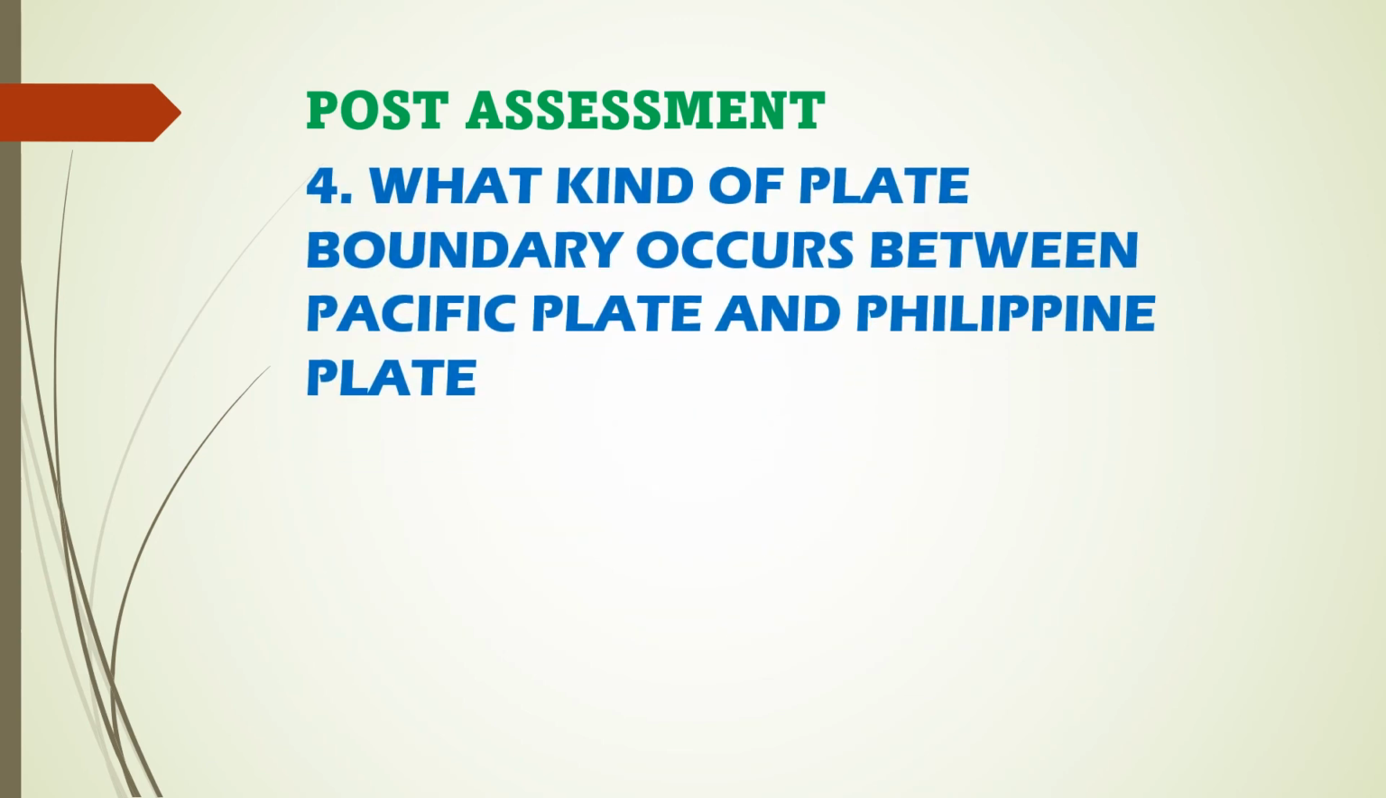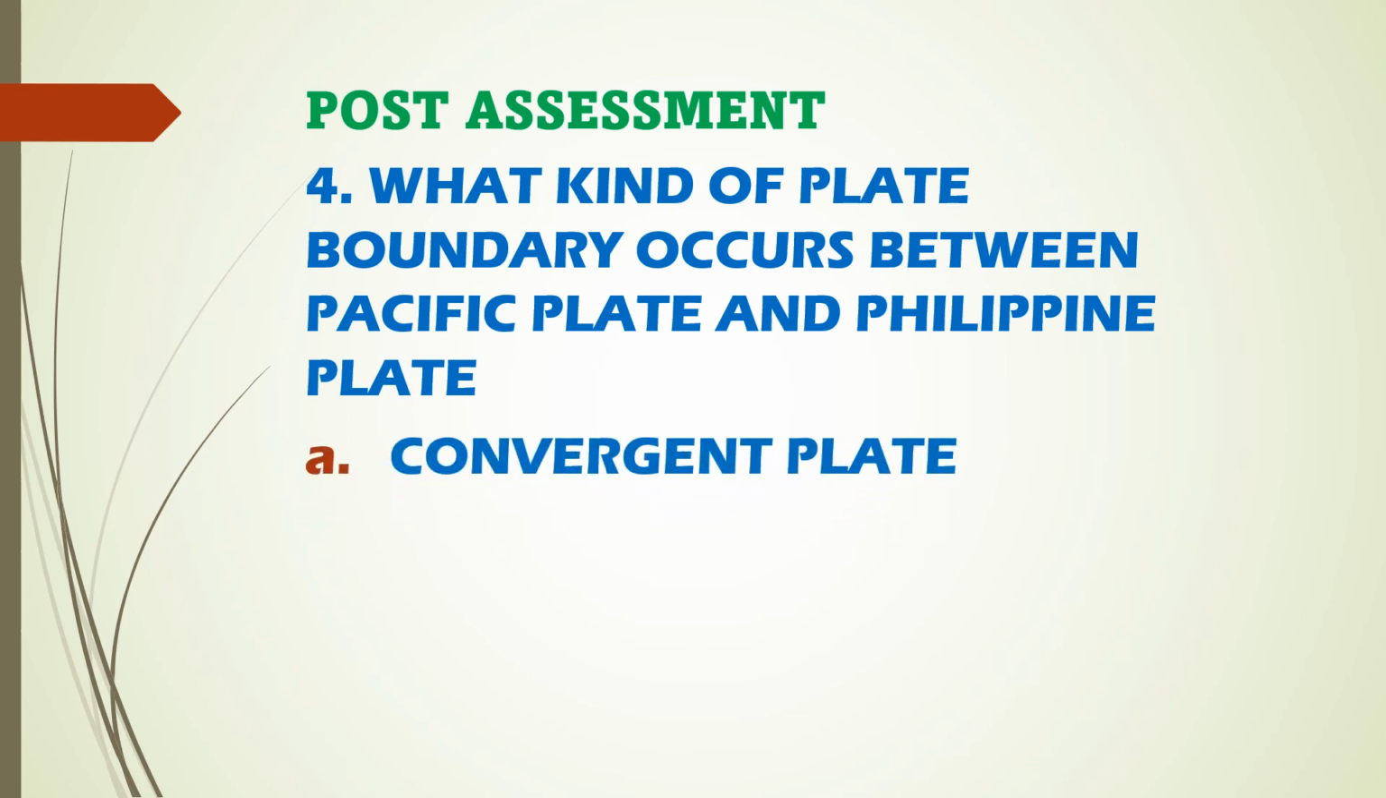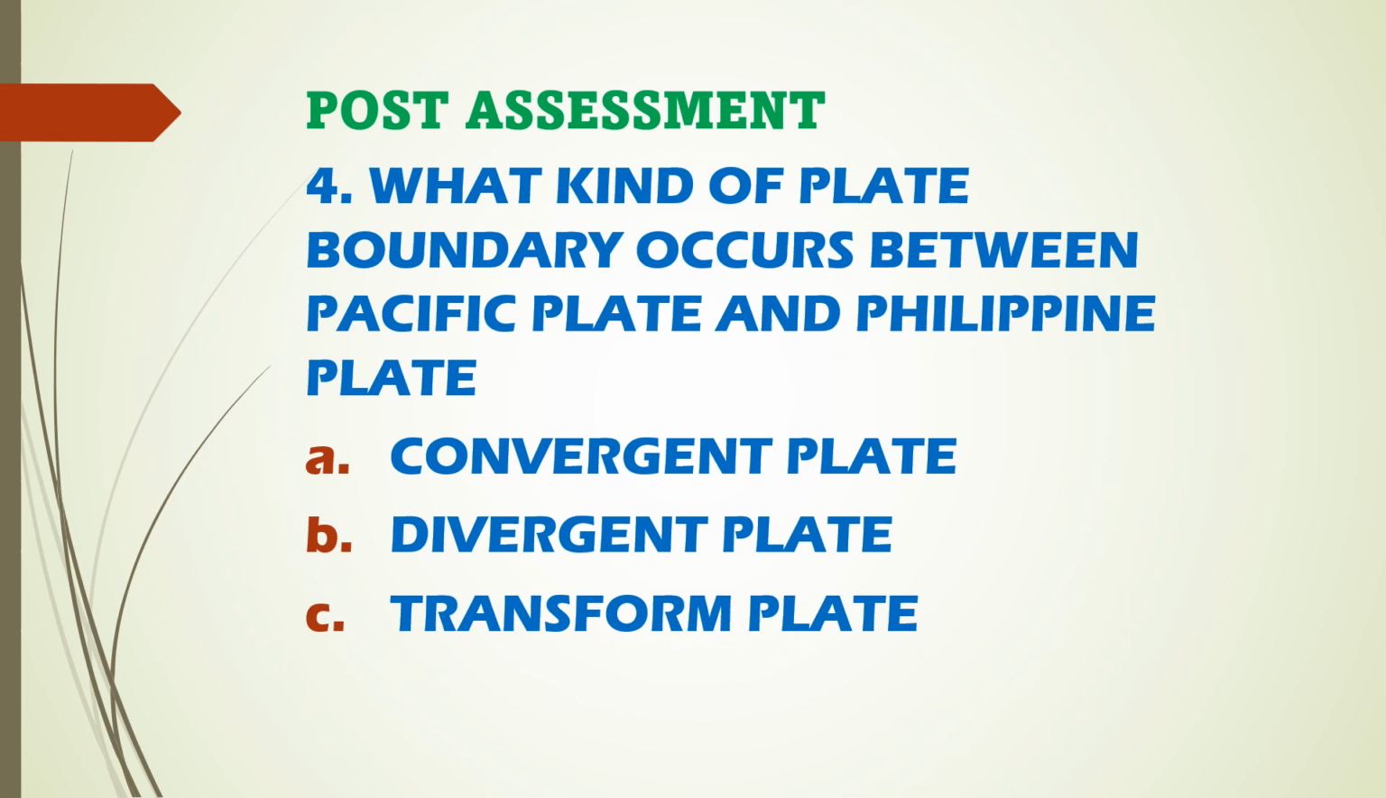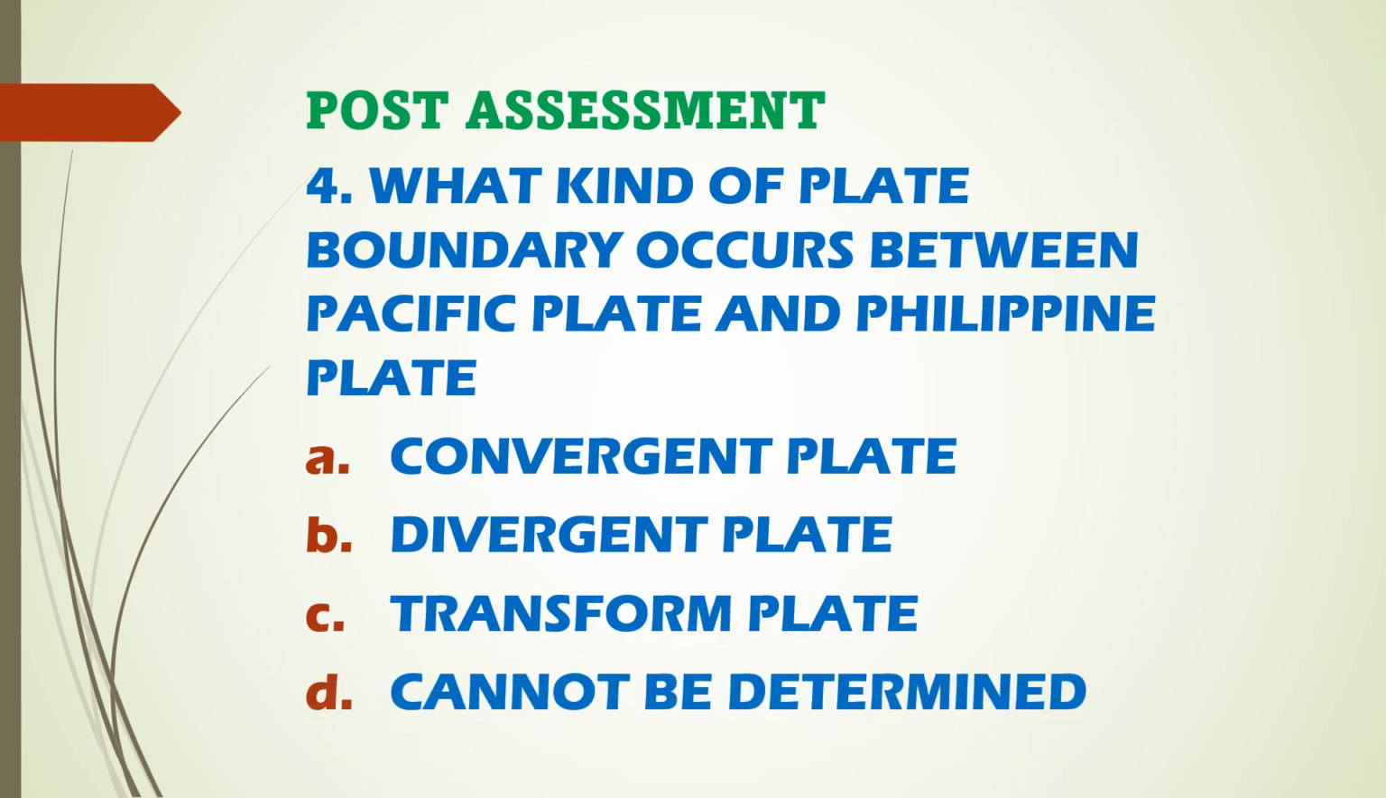Next, what kind of plate boundary occurs between Pacific Plate and Philippine Plate? A. Convergent plate. B. Divergent plate. C. Transform plate. And D. Cannot be determined. The answer is convergent plate.